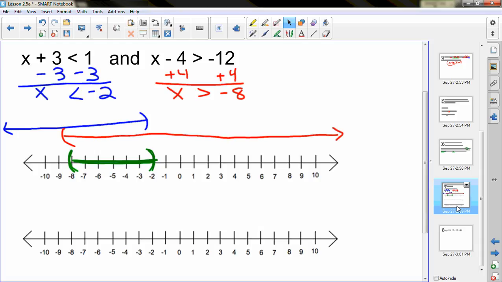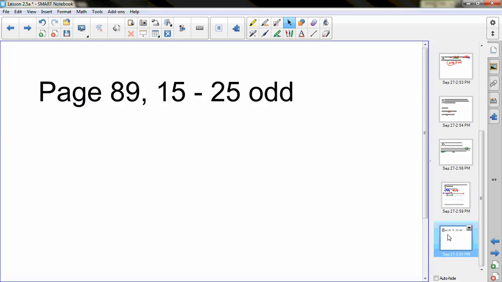Okay, so here is going to be your bookwork. Your bookwork, page 89, 15 through 25 odds. If you have any questions, you can come and see me.